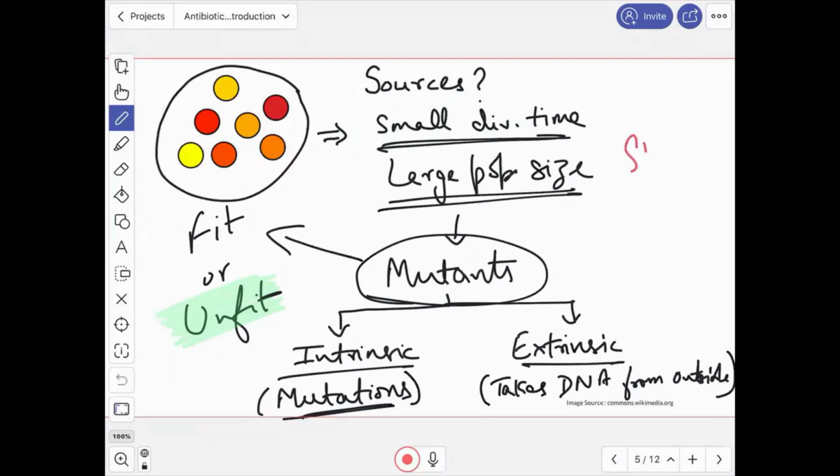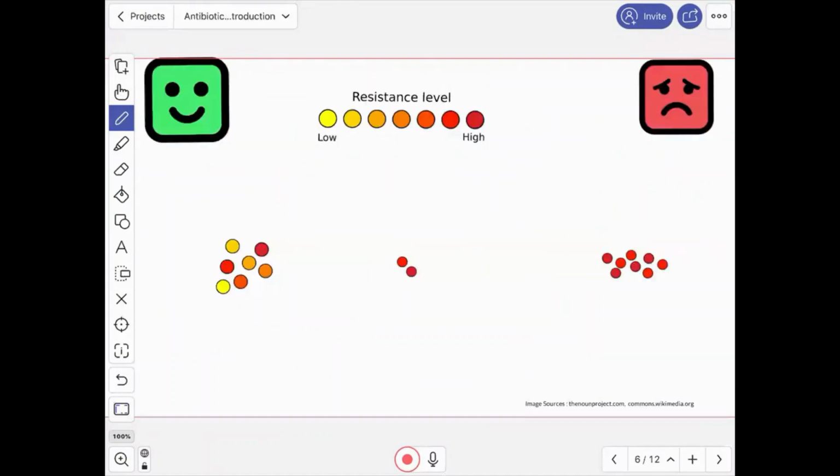Now, due to these processes, there will always be variation maintained in a bacterial population. And this is what we call standing genetic variation. Now, let's come back to our example of antibiotic resistance, and let's see how these genetic alterations might come up in a particular bacterial population.